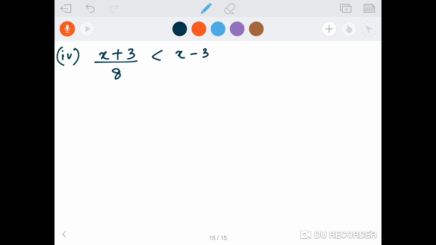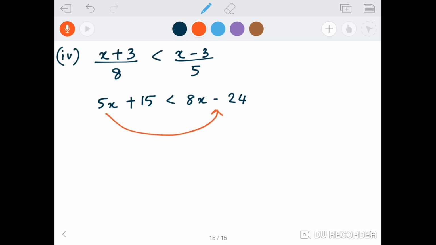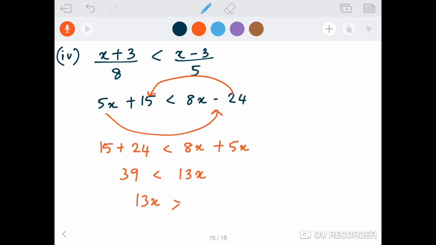I have x plus 3 by 8 is less than x minus 3 by 5. Please cross multiply, take 5 on top, take 8 on top on either side. So I get 5x plus 15 is less than 8x minus 24. Move around the terms. You can choose to move around the way you want it. So I'll move 5x to the right hand side and minus 24 to the left hand side. So I get 15 plus 24 is less than 8x minus 5x. I know 15 plus 24 is 39. So I get 39 less than 3x. So I want to put my x to the left hand side, so I get 3x greater than 39. You know 39 goes 13 times, so I have x greater than 13.